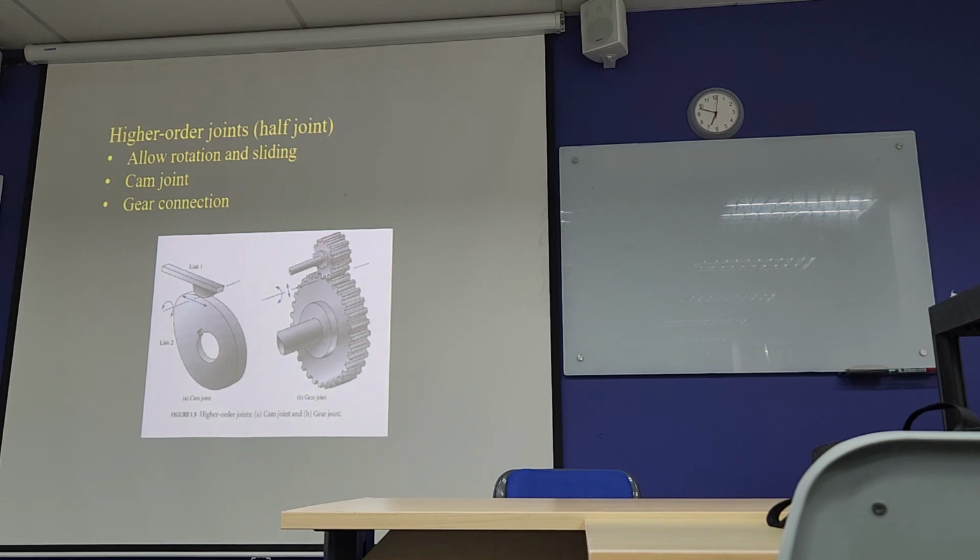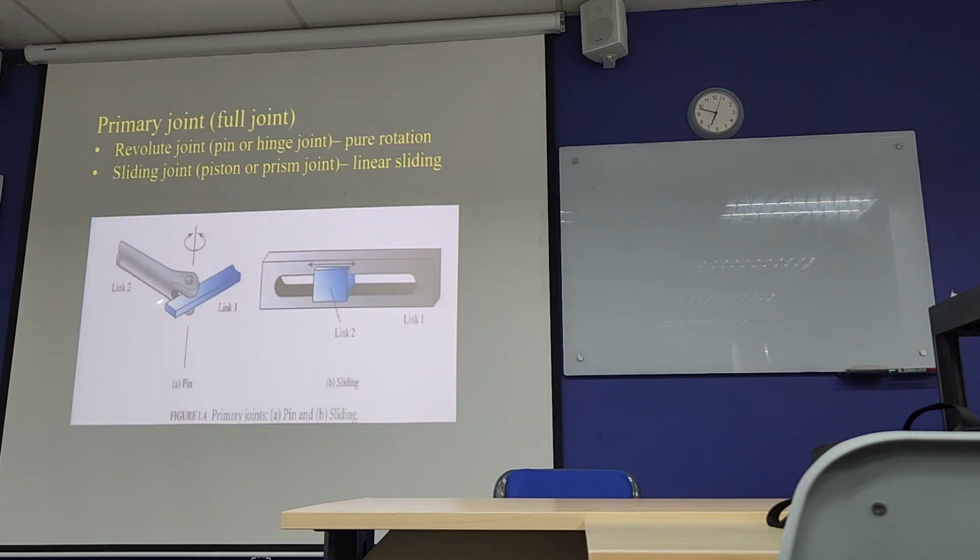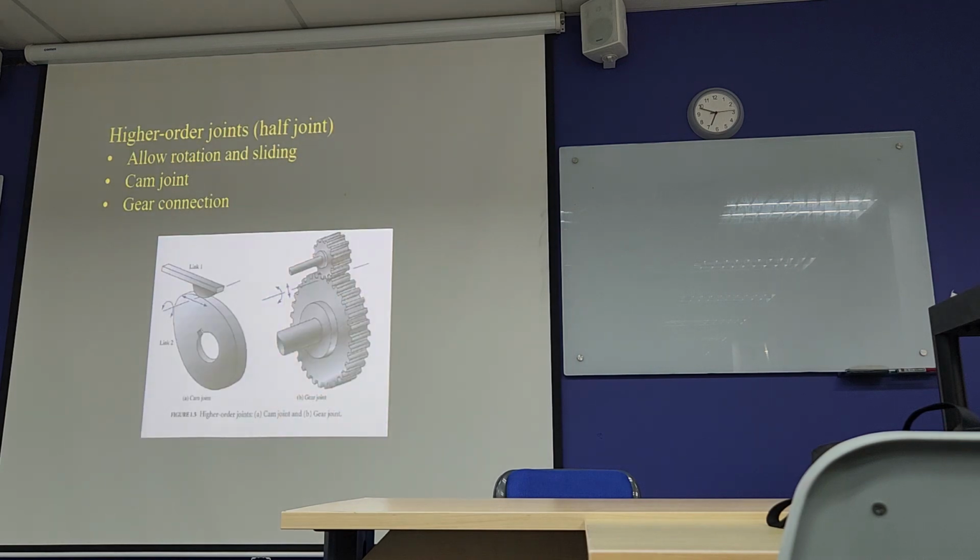Whereas the full joints are only a pure rotation or pure translation. So it's a pure horizontal motion or it's a pure rotation, whereas a half joint is a combination of these two. So higher order joints, or half joints, perform both rotation and sliding.